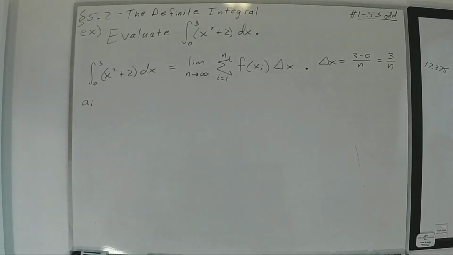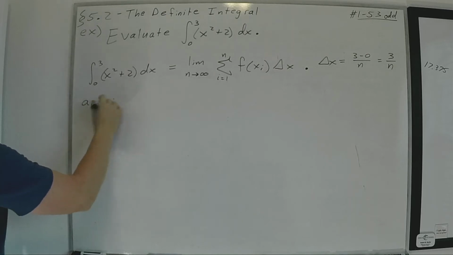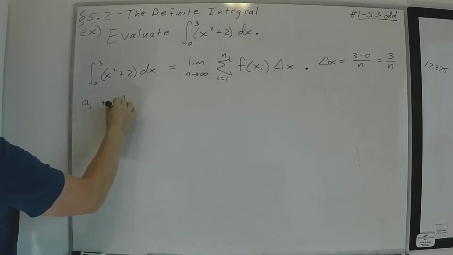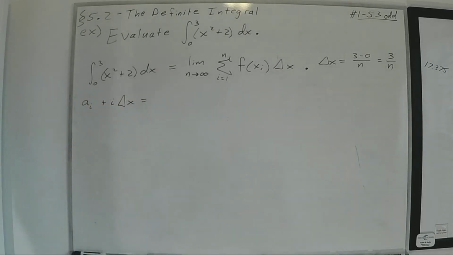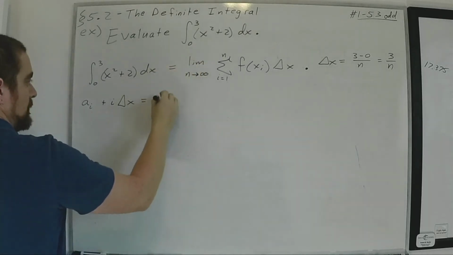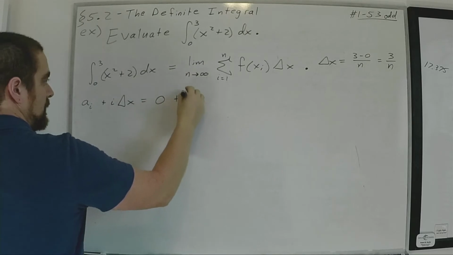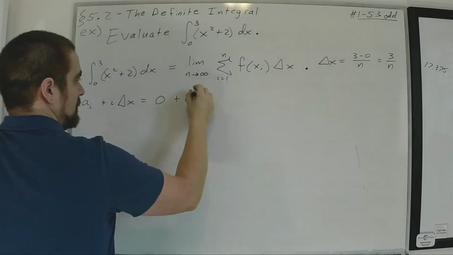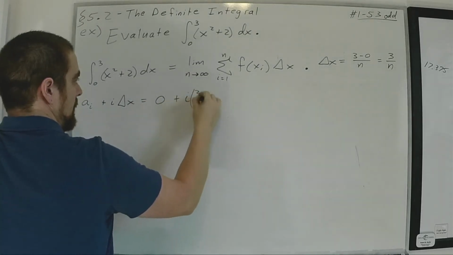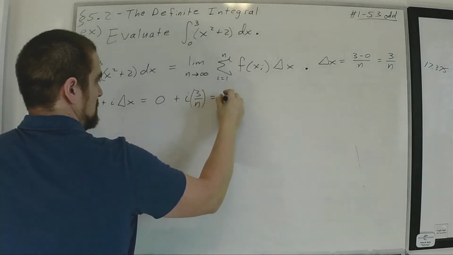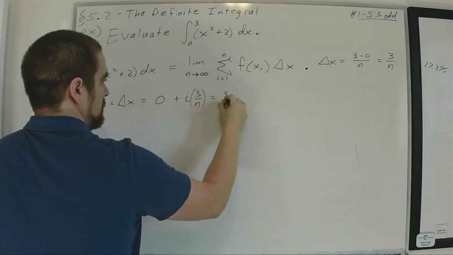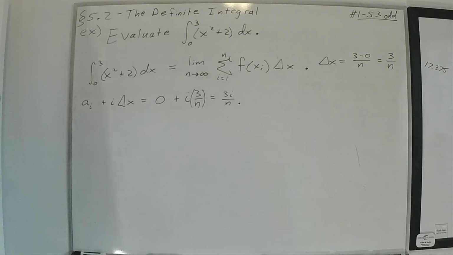Each a plus i delta x is going to be given by starting at the beginning of our interval. We don't want to leave anything out. Plus i times, we just found delta x to be 3 over n. So that tells me that each one is 3i divided by n, or 3 over n times i, however you want to write it.